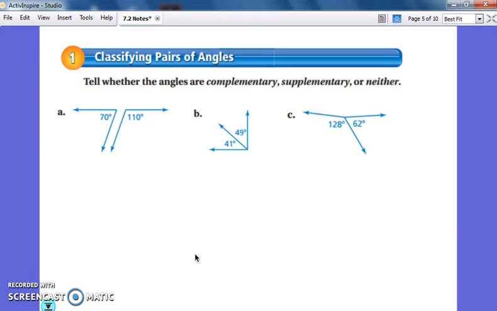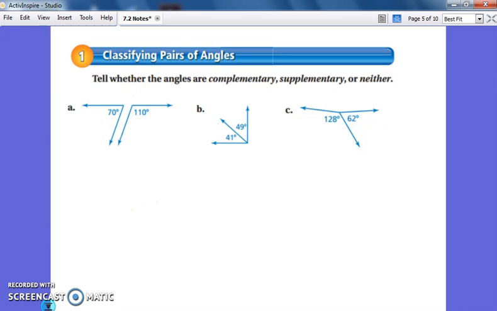Okay, A, 70 and 110. Well, if you were to add 70 degrees plus 110 degrees, what do you get? You would get 180 degrees. So your answer for letter A would be supplementary, because we know that angles that add up to 180 degrees are supplementary.